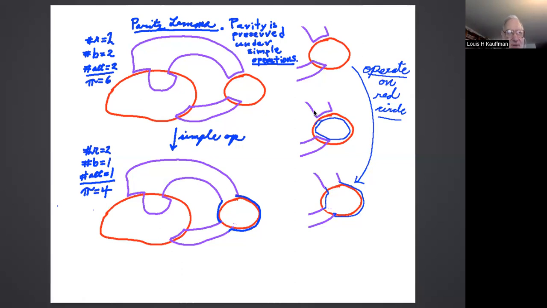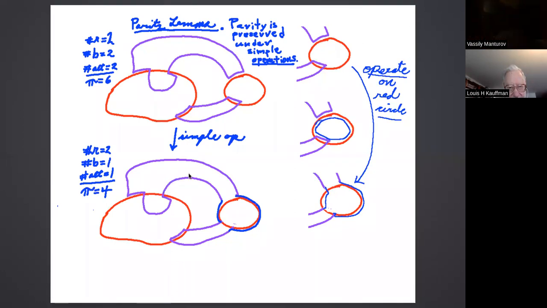Okay, now here's the parity lemma, which in another language is due to Tait, and in this language is due to G. Spencer Brown. Parity of this count is preserved under simple operations. So for example, we had 6 here, and I did an operation here which caused the 2 blues to become 1, and there's still only 1 alternator. Is it true? I'm walking the alternator.